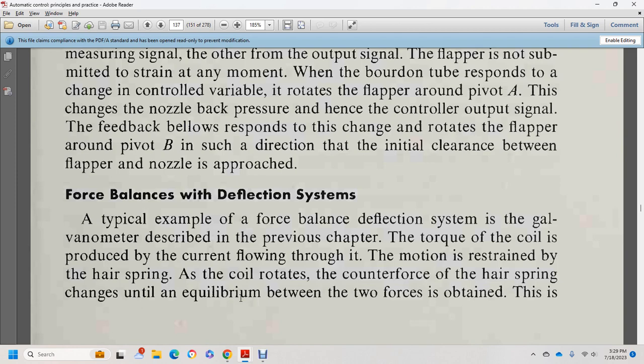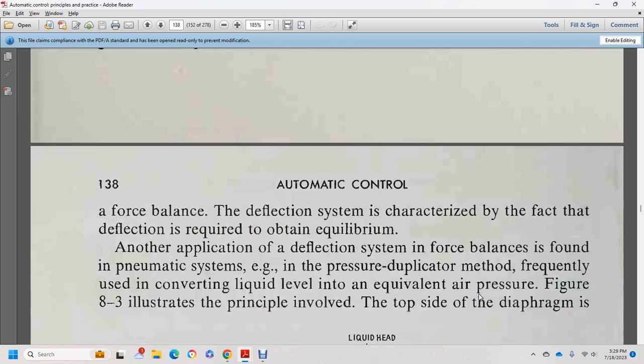A typical example of the force balance deflection system is the galvanometer described in the previous chapter, where the torque of the coil is produced by the current flowing through it. The motion of the coil is restrained by the hairspring, which supplies a counter force, and equilibrium between the two forces is obtained. This is the force balance of the deflection system, characterized by the fact that a deflection is required to obtain equilibrium.